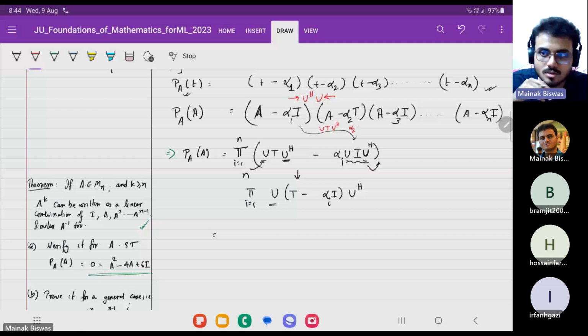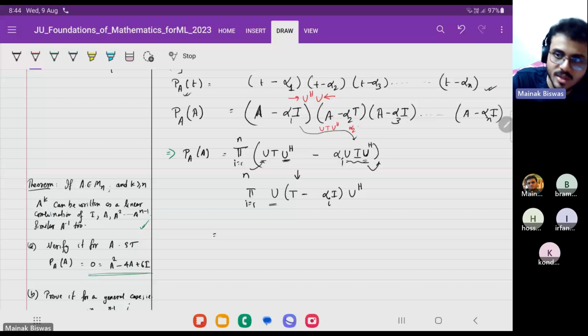For all of these terms, you will be having, towards the middle, U Hermitian U, right? Yes or no? So these will become I. So if this becomes I, what will you end up with? I equal to 1 to n.